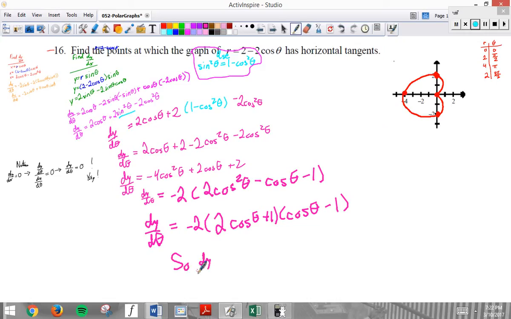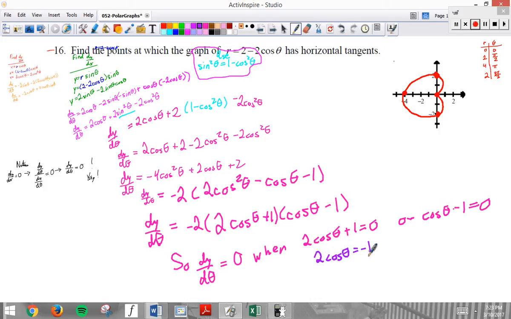So dy d theta equals 0 when 2 cosine theta plus 1 equals 0 or cosine theta minus 1 equals 0. Two branches, two colors, two houses both alike in dignity. Here we go. 2 cosine theta equals negative 1. Cosine theta equals negative 1/2.